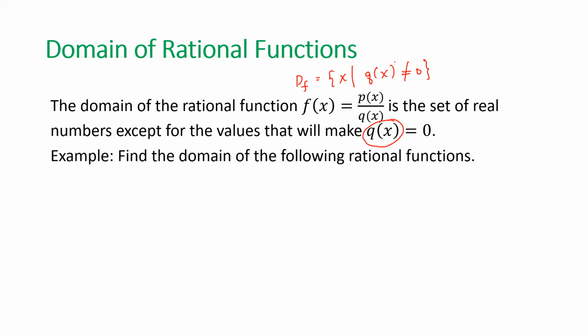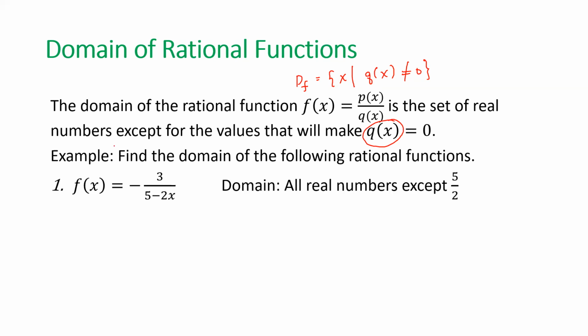So for example, let's find the domain of the following rational functions. So first is f of x equals negative 3 over 5 minus 2x. So the domain here will be the set of all x such that the denominator 5 minus 2x is not equal to 0. Now, if we solve the equation 5 minus 2x equals 0, we transpose negative 2x to the other side, so we get 2 times x. And then dividing this by 2, we get x is equal to positive 5 over 2.